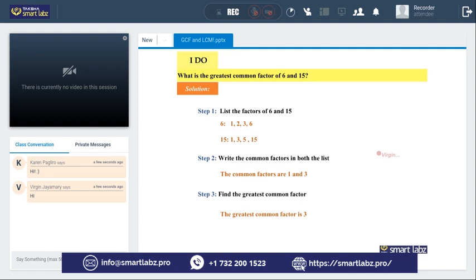Here's one that I'm going to do for you. So you just sit back and listen. Okay. So what is the greatest common factor of 6 and 15? So right here, I have 6, and 1 times 6 is 6, and 2 times 3 is 6.